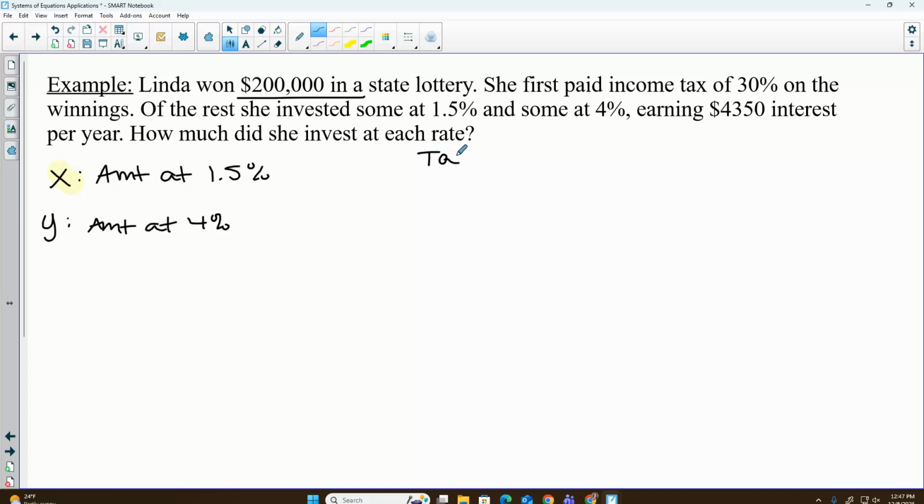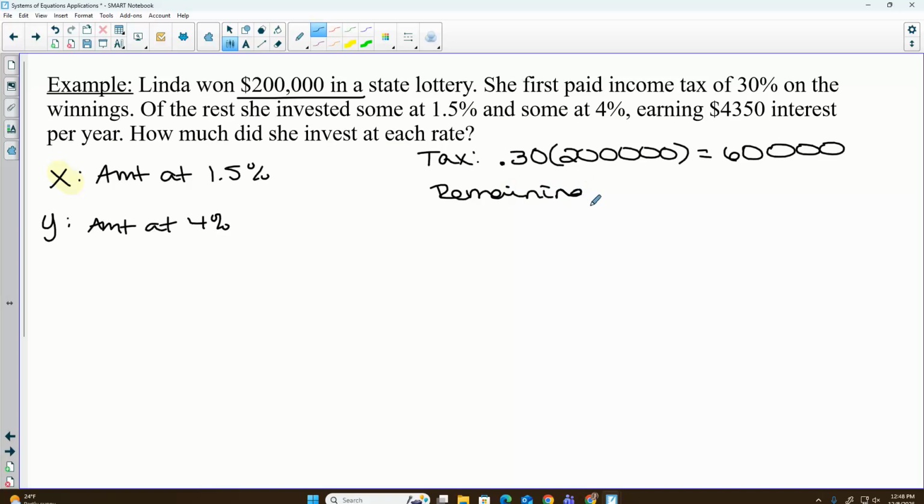0.3. Yeah. So to get your tax, she had to pay 30%. So 0.3 times our $200,000, and that's $60,000. So that's how much the government took. So how much does she have left? Right. So at this point, I don't need to think about 200,000 anymore. I just need to think she has 140,000.